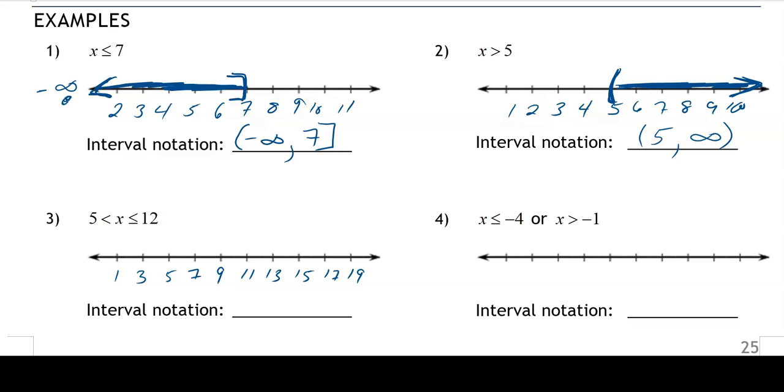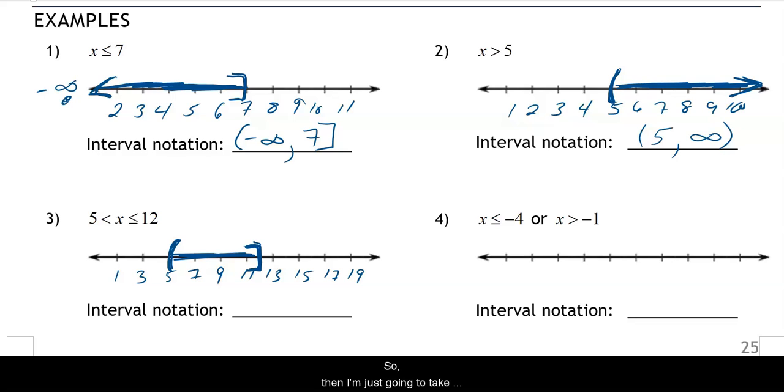So on 5, make sure you read this correctly. This is saying x is greater than 5. So if x is greater than 5, we need a parenthesis facing to the right. And then x is less than or equal to 12. So 12 is going to be halfway in between 11 and 13 there. That will be a bracket facing to the left, and we will shade in between those two items. Okay, there is no arrow because this does not keep going.